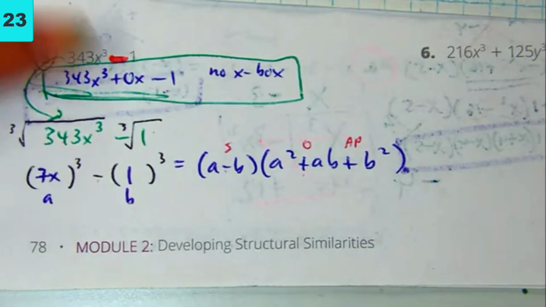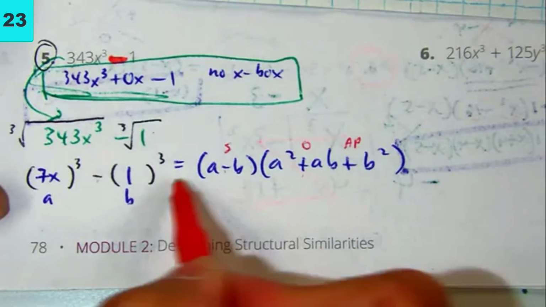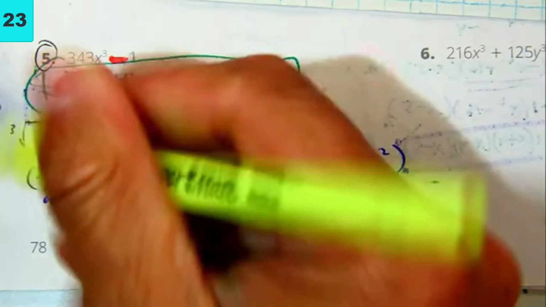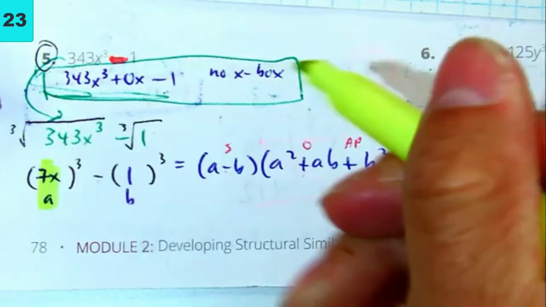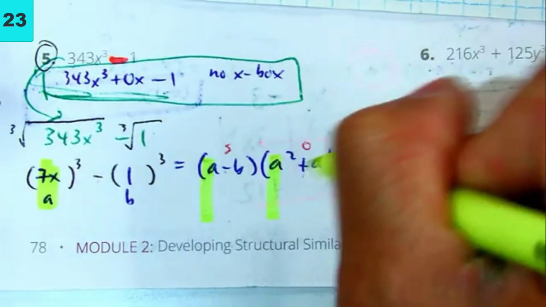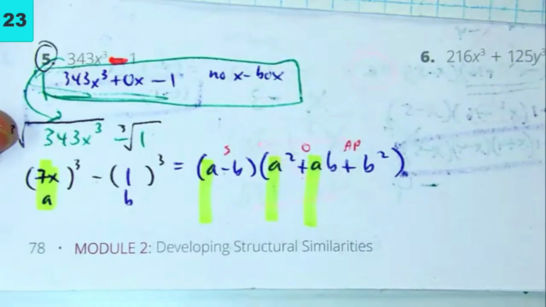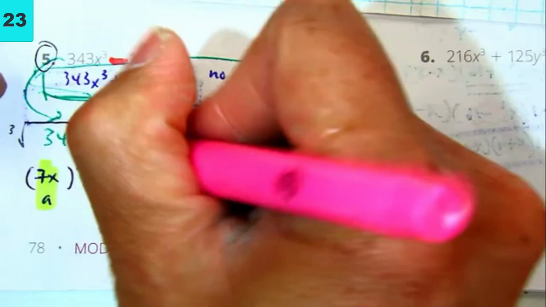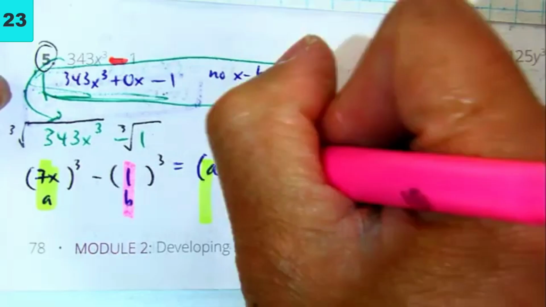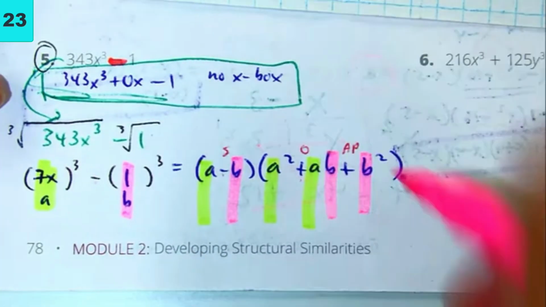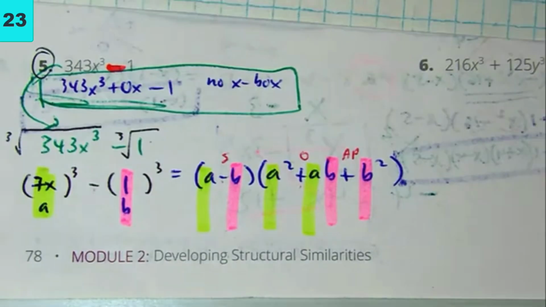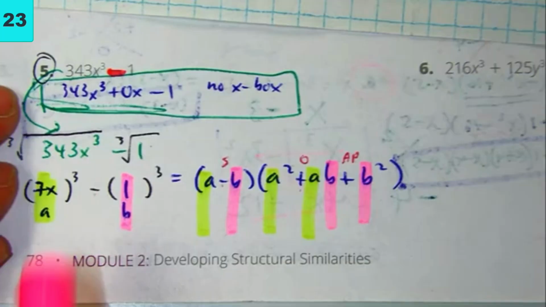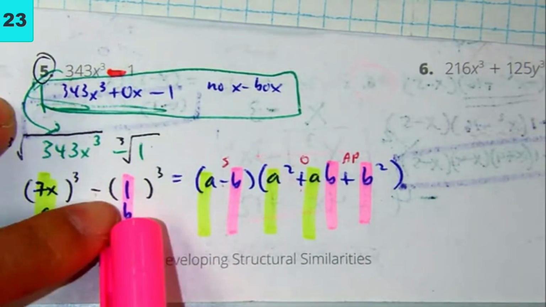So we took the cube root, got A and B, we wrote down the formula here, now we're going to do a substitution. Every A value is going to be 7x. Okay, pay attention here. Every B value is positive 1. This negative sign, you don't need to do anything. Okay? So A value is 7x and our B value is 1.